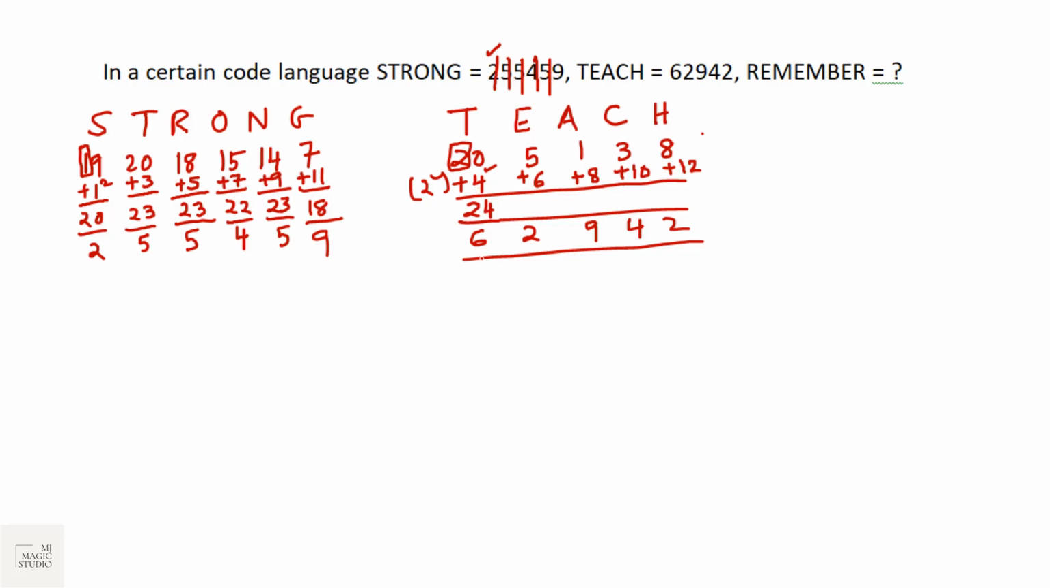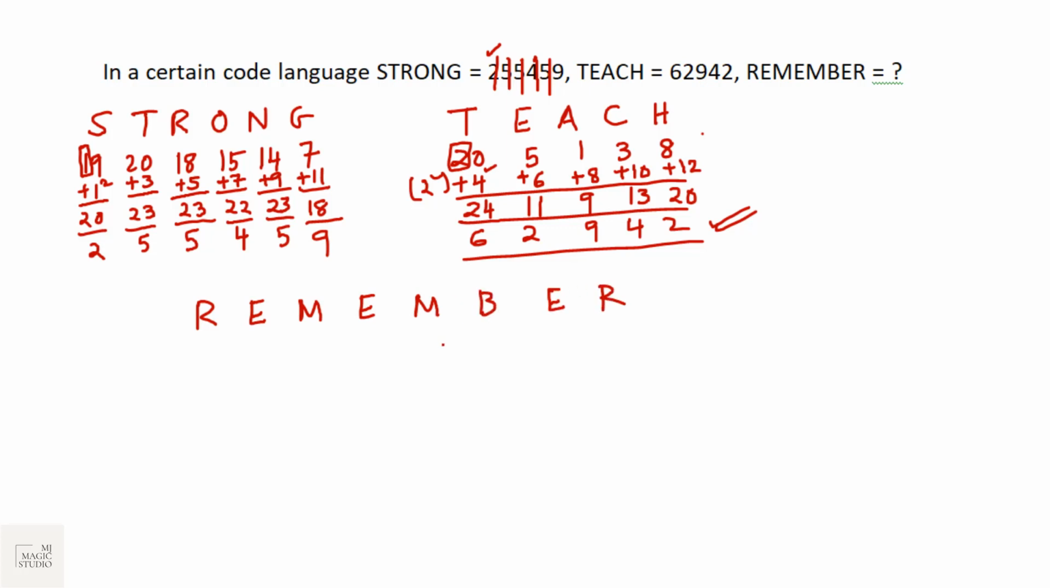20 plus 4, 24, digit sum is 6. 5 plus 6 is 11, digit sum is 2. 1 plus 8 is 9, digit sum is 9. 3 plus 10 is 13, digit sum is 4. 8 plus 12 is 20, digit sum is 2. Bingo, it fits in. That means the code for remember should be like this.